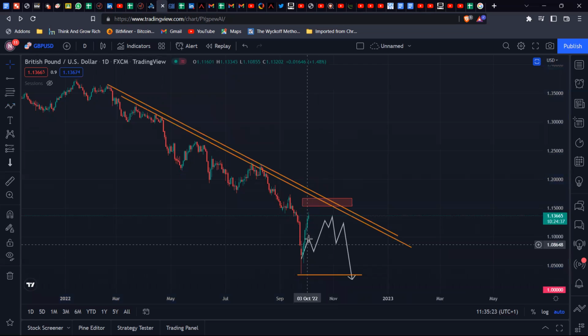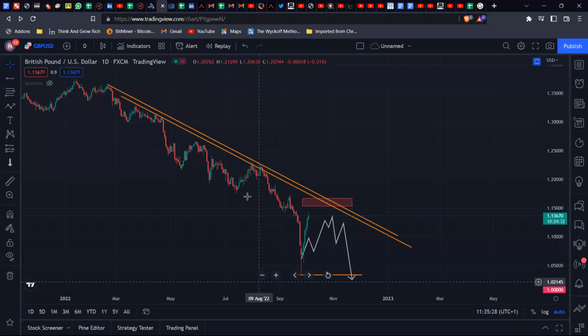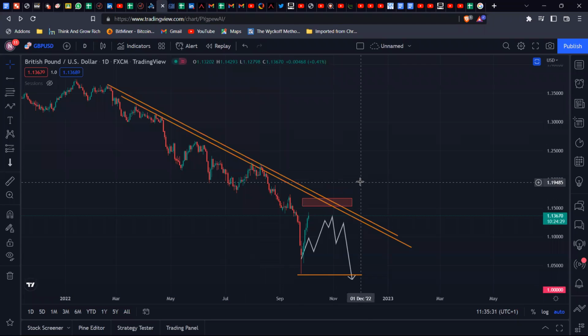Which is what I'm waiting for. I want to see a reason to sell. I'm still targeting these lows down here. So if we get a valid setup, I'll send it out as well. If it happens when I'm on my chat and I can draft something out and send it to the Telegram, I will do that as well.